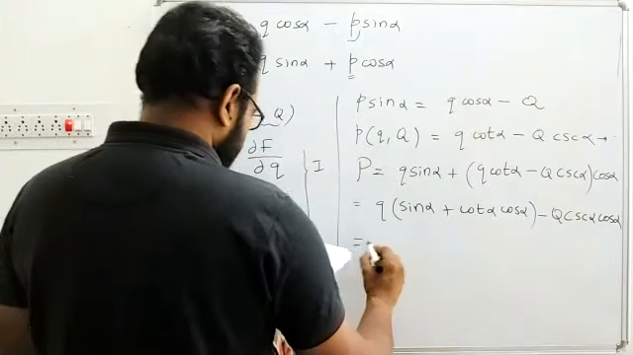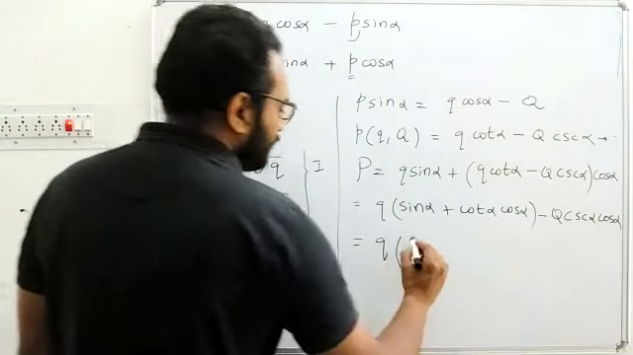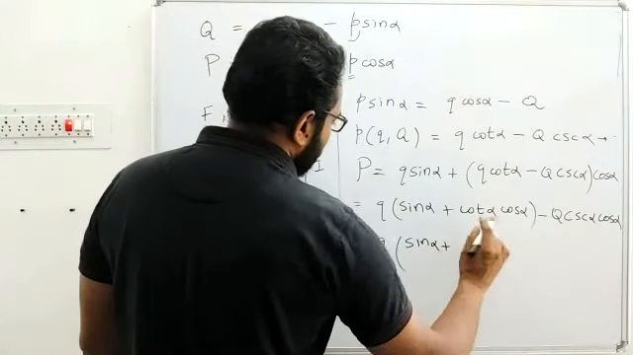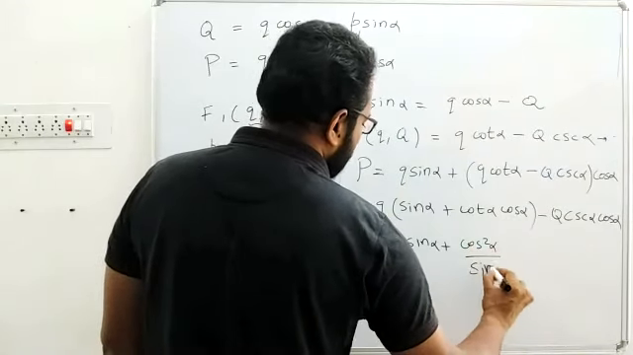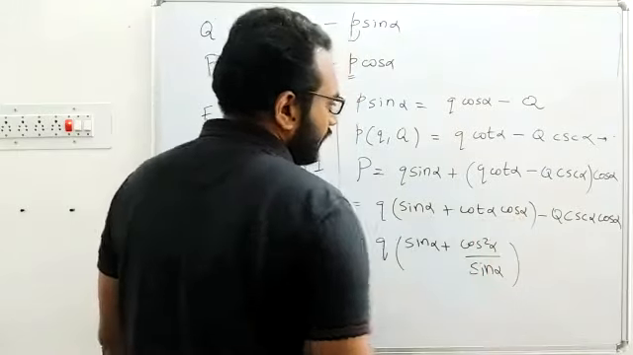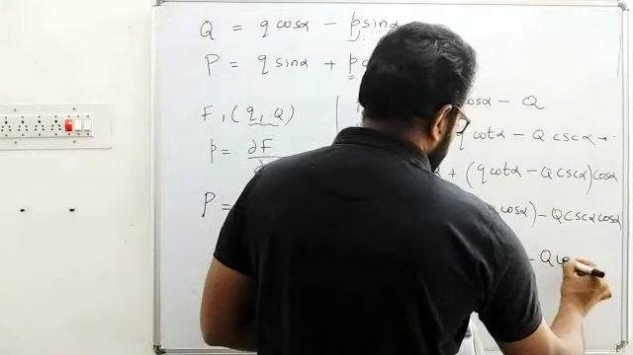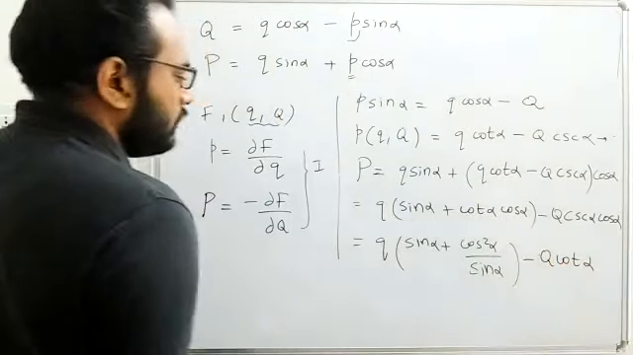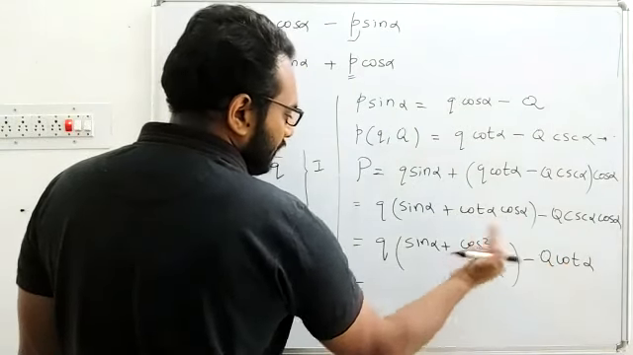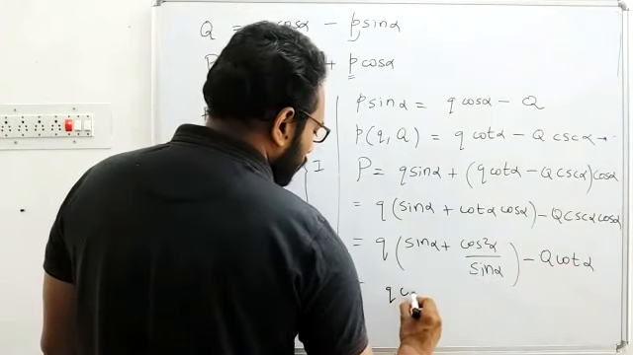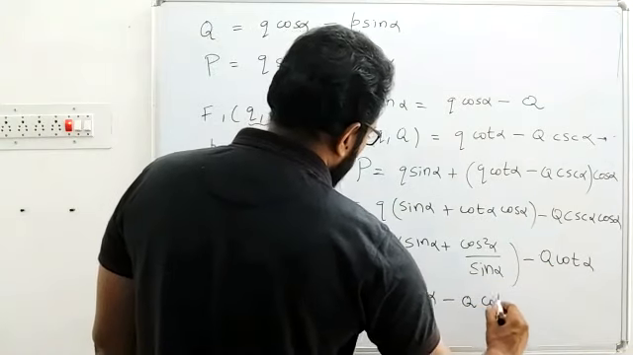Now this can be written as, cot alpha is cos alpha by sine alpha. So this is sine alpha plus cos alpha by sine alpha times cos alpha, so cos square alpha by sine alpha, minus cosecant cos, that is cot. Okay. So this becomes q times sine square alpha plus cos square alpha divided by sine alpha, that's 1 by sine alpha. This is q cosecant alpha, okay, minus capital Q cot alpha.